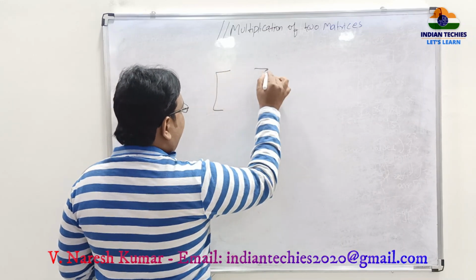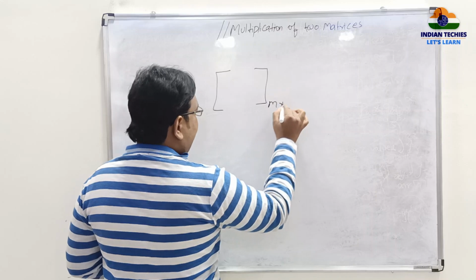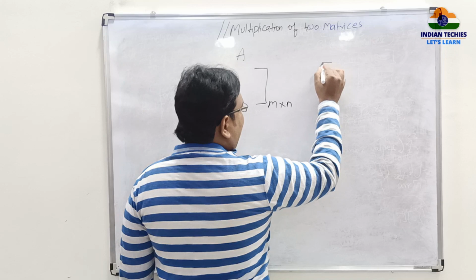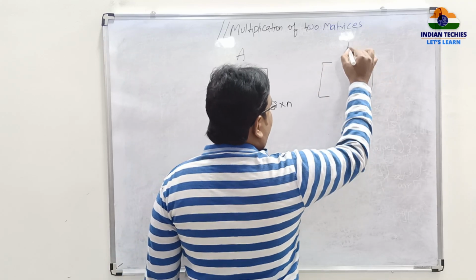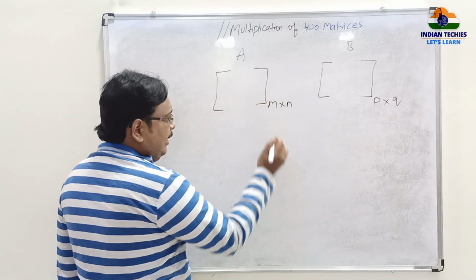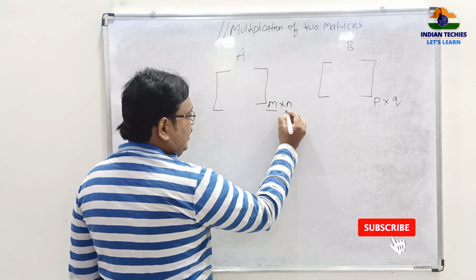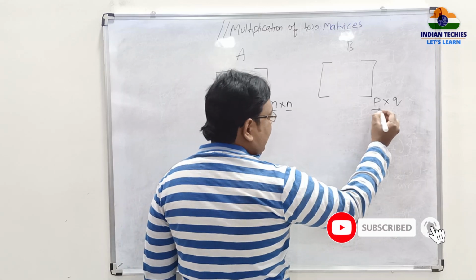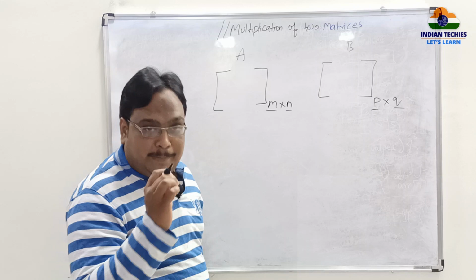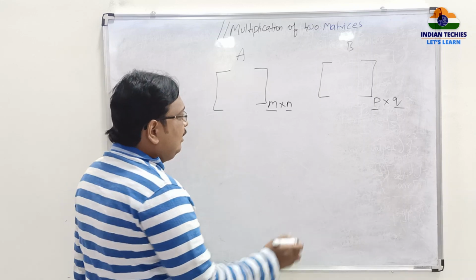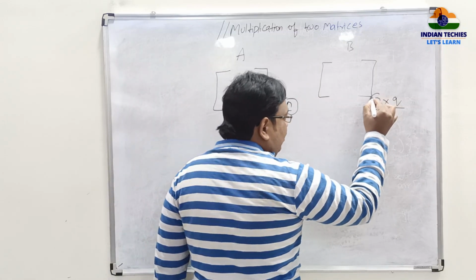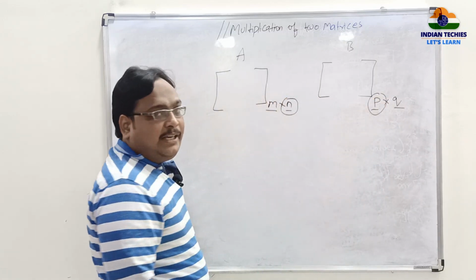Suppose here I am taking a matrix of size m cross n, the first matrix, that is matrix A. The second matrix I am taking as B, and its size is P cross Q. That is, number of rows is m, number of columns is n; number of rows is P, number of columns is Q. If you want to perform matrix multiplication, the number of columns in matrix A should be equal to the number of rows in matrix B.